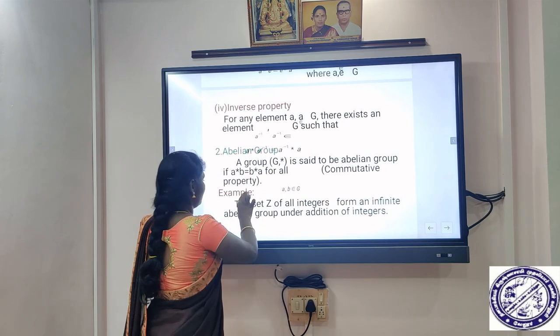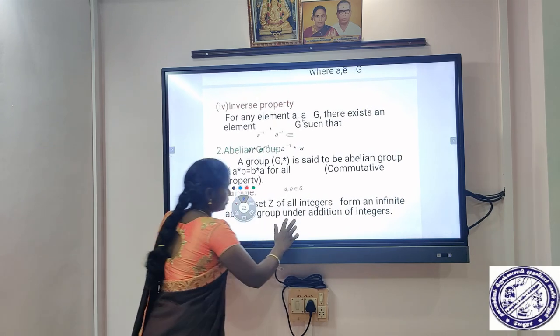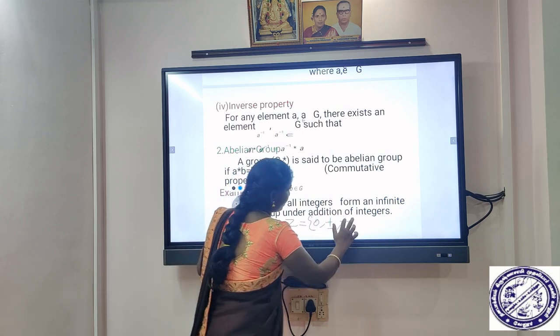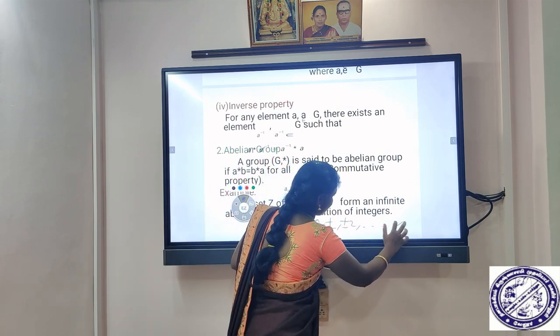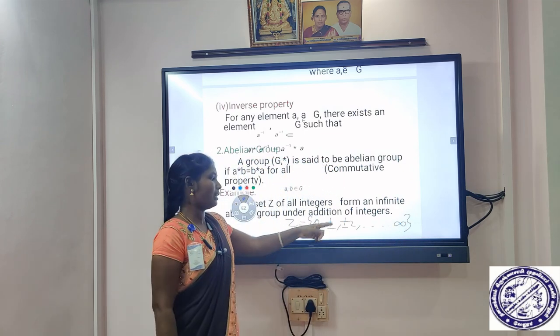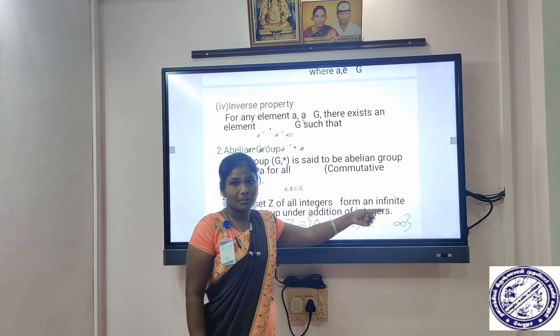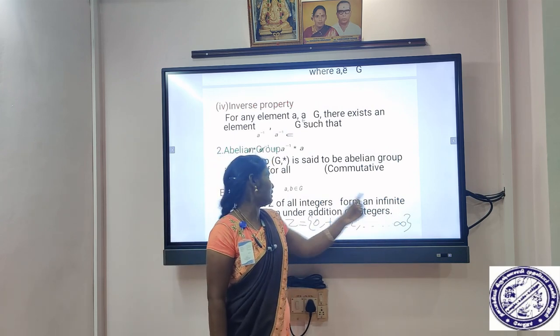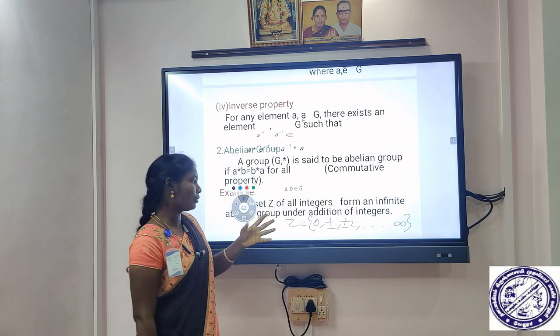So what are the elements of Z? 0, plus or minus 1, plus or minus 2, etc., up to infinity. So there are an infinite number of elements in the given set Z. So it is an infinite abelian group.